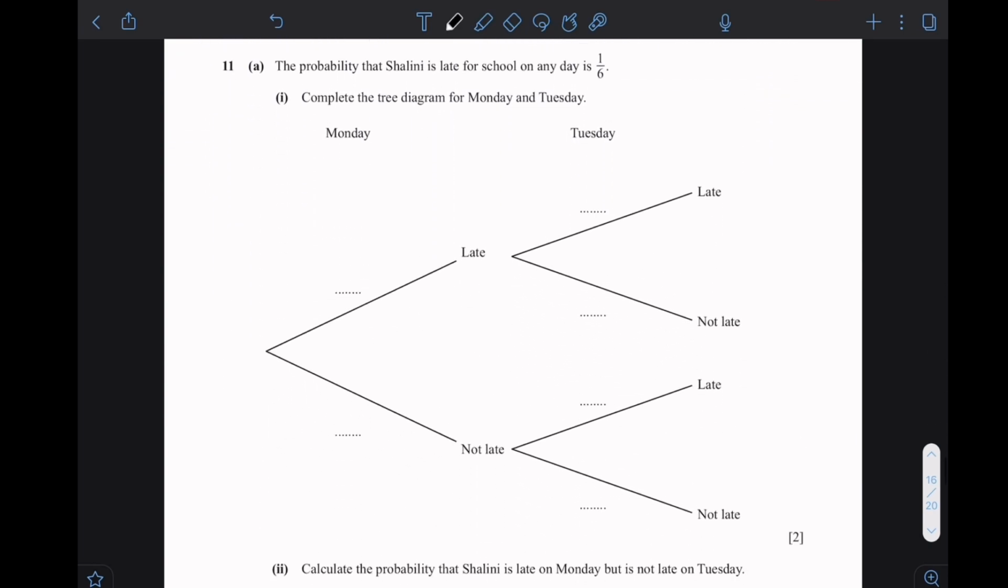Okay, so going on to probability. The probability that Shalini is late for school on any day is 1 divided by 6. Complete the tree diagram for Monday and Tuesday. So if late is 1 upon 6 on any day, that means not late will be 5 divided by 6, because 1 minus 1 divided by 6 is 5 divided by 6. And it said on any day it's 1 divided by 6. So for this it can be 1 divided by 6, and here it can be 5 divided by 6. Here also 1 divided by 6 and 5 divided by 6.